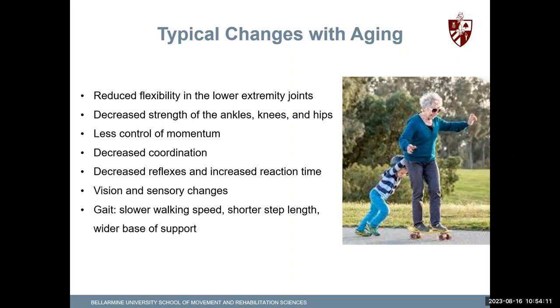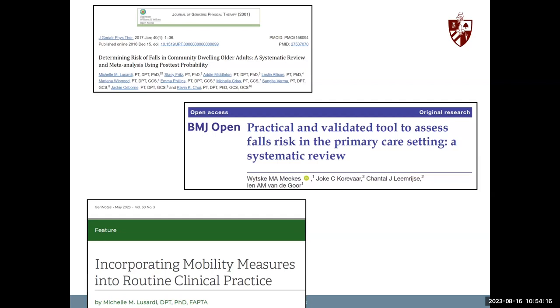In preparation for this, I pulled a couple of recent articles that help us determine what outcome measures or what tools are going to be most sensitive in helping identify those older adults at risk of falling. These systematic reviews aim to evaluate the predictive ability of various falls assessment tools.